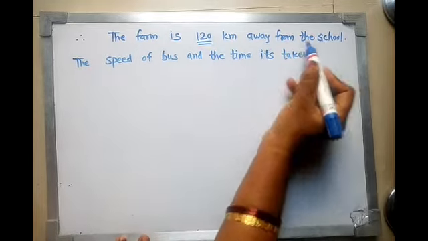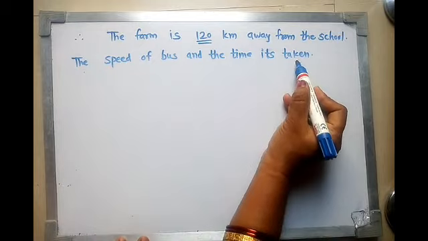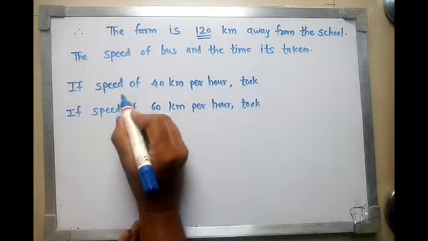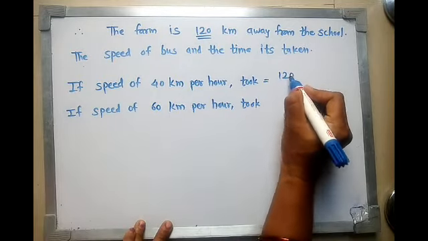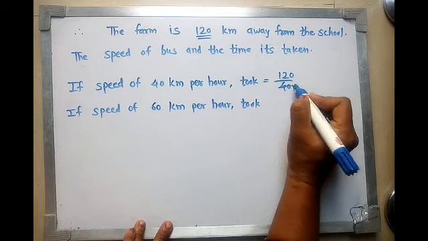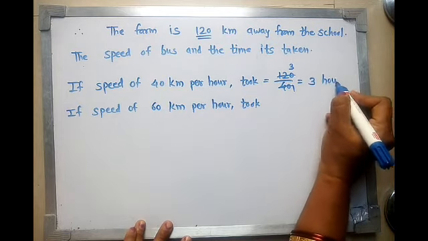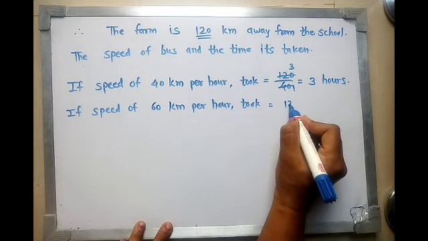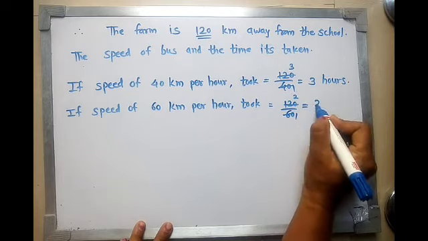The farm is 120 kilometers away from the school. The speed of the bus and the time taken: if the speed of the bus is 40 km per hour, it takes 120 upon 40, which is equal to 3 hours. When the speed is 40 kilometers, it takes 3 hours. When the speed is 60 kilometers, the bus takes 2 hours.